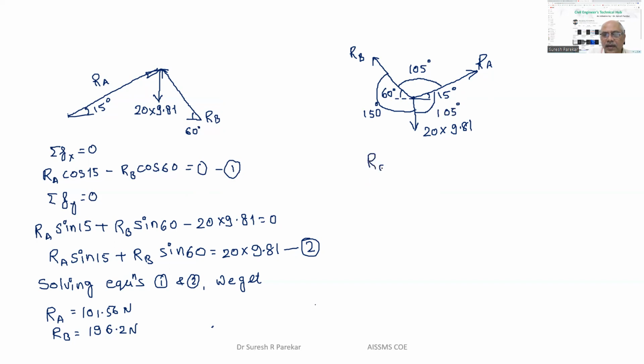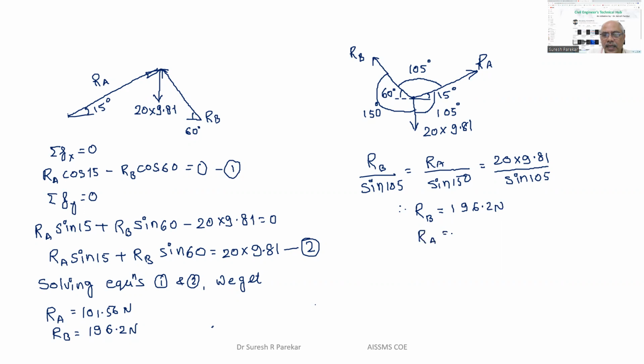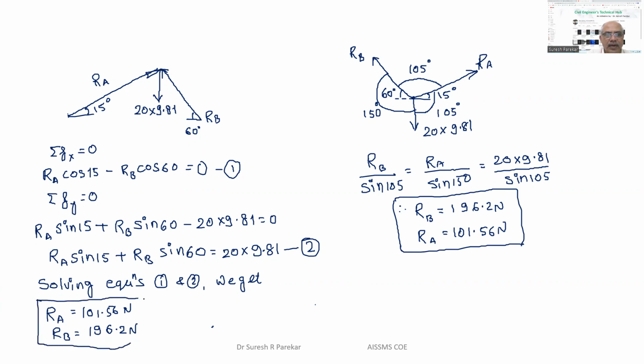And then we will get RB upon sine 105 equal to RA upon sine 150, which is equal to 20 into 9.81 divided by sine of 105. Therefore we will get the value of RB equal to 196.2 Newton and RA equal to 101.56 Newtons. So we have these values of RA and RB, which we can calculate by using Lami's theorem, or by using equilibrium equations.